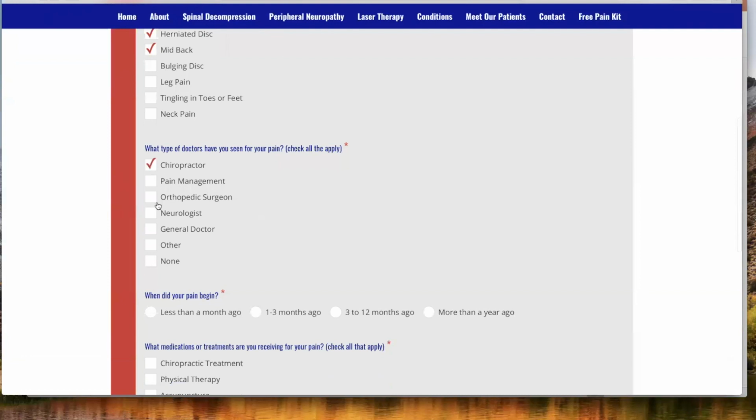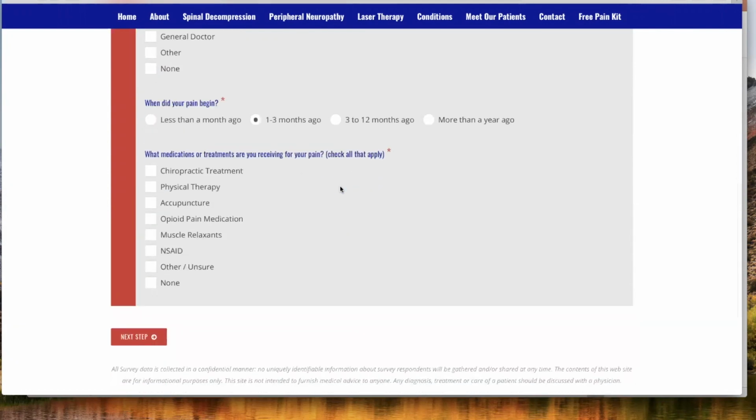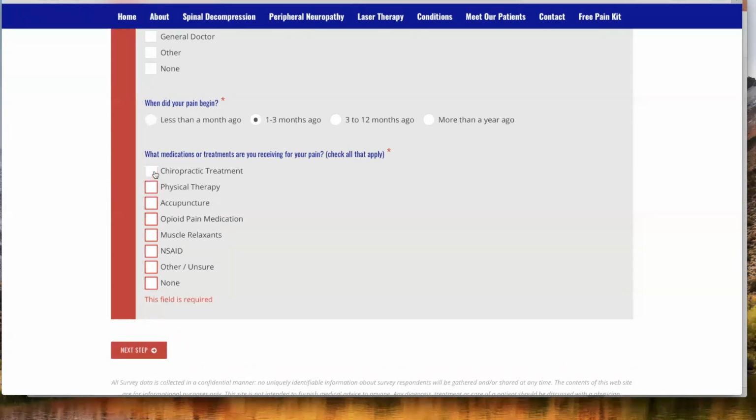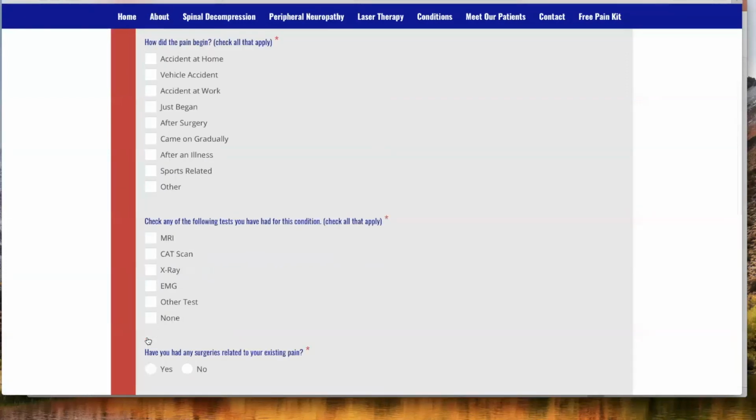I've been to a chiropractor, and before they told me I have a disc herniation. My pain started 1 to 3 months ago, and I forget to fill it out completely. Watch what happens when I hit the next step. It won't let me go to the next page until I tell them what I've experienced. Now, there's a reason for this, and I'll prove it to you.